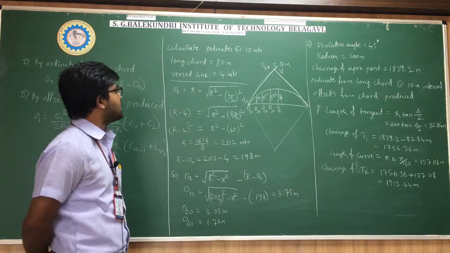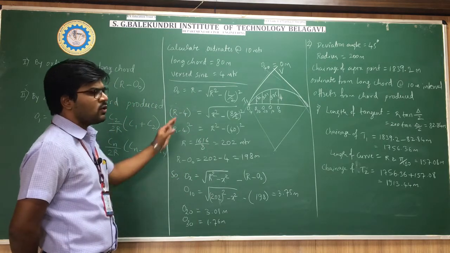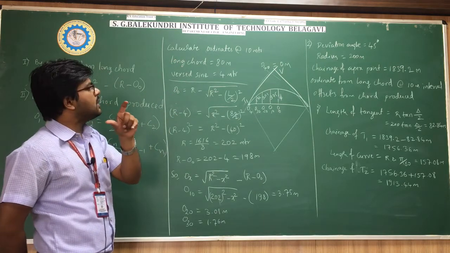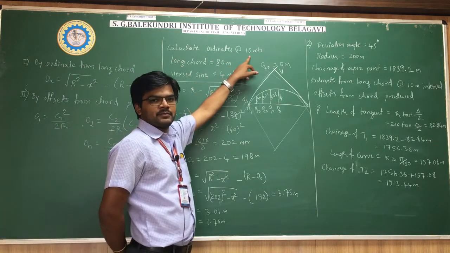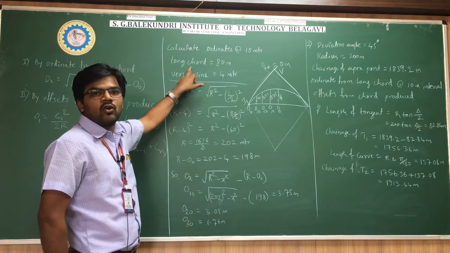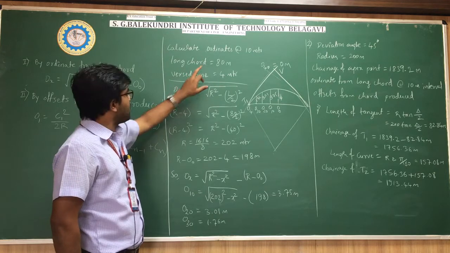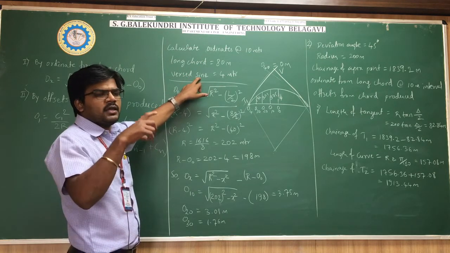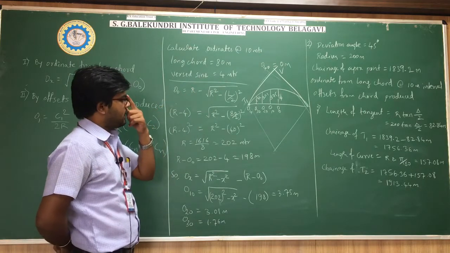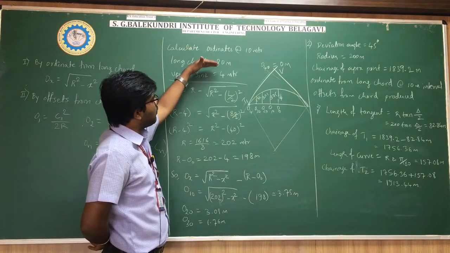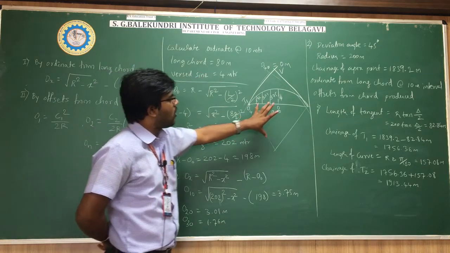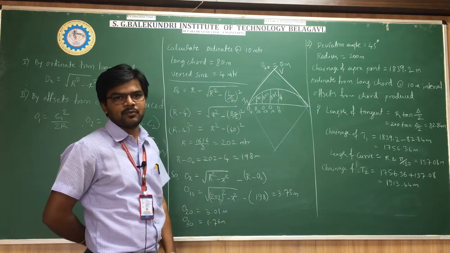In this example, you are going to calculate the ordinates at a given interval of 10 meters. The given long chord is 80 meter, and the versine, or mid ordinate, is 4 meter. Thus these three values are given in the question. You need to plot a simple curve.